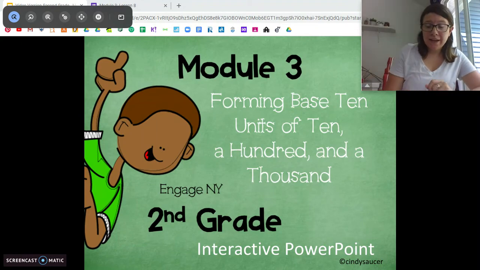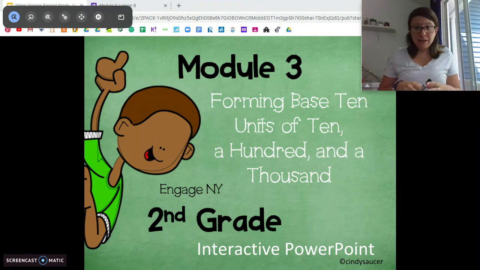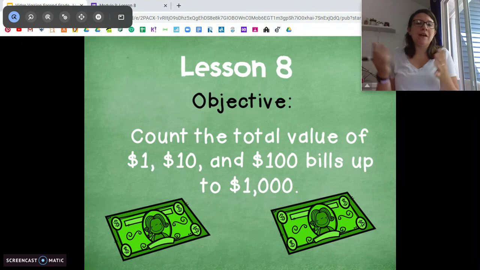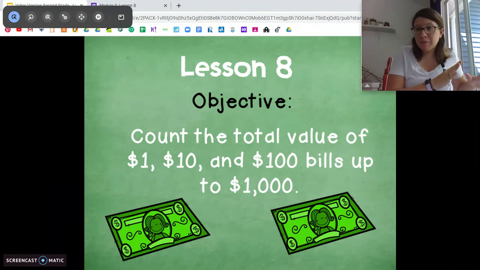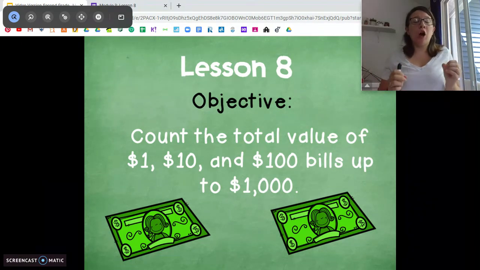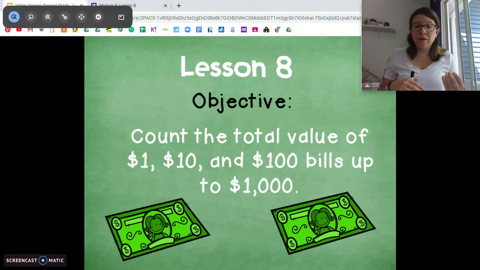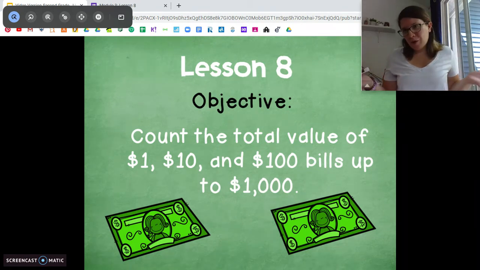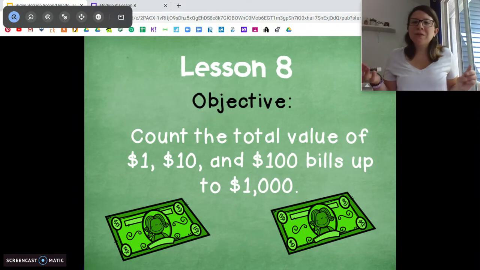We're on lesson 8 today. Now, we're still working in base 10 units, tens, hundreds, and thousands, but we're going to switch gears a little bit. So today we're going to be working with money. We're not going to be working with coins like we did a couple lessons ago. We're going to be working with dollar bills. What I want you to notice is the similarities between $1 bills, $10 bills, $100 bills, all that stuff, not $1,000 bills, we don't have those. But notice the similarities between that and the base 10 units we've been working with. You should notice a lot of similarities.